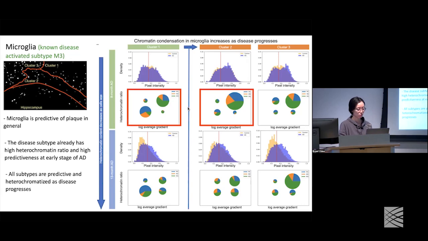And if we move further to the regions that are more advanced in disease, we can see even the subtypes of microglia that are also observed in healthy samples start to have a high heterochromatin ratio, so they are more affected by plaque, and they are also more predictive of plaque in our regression model.